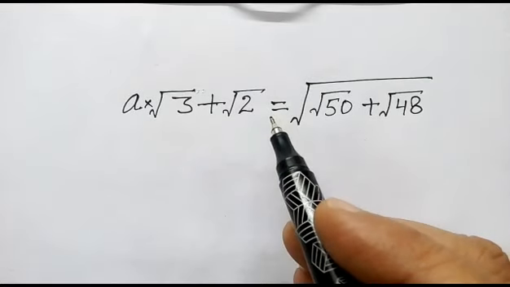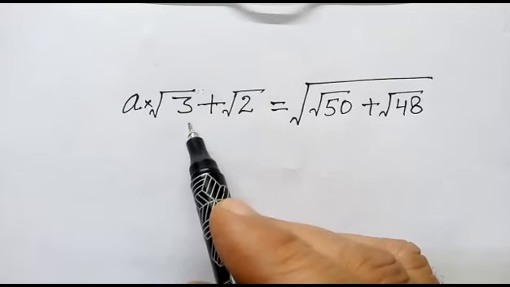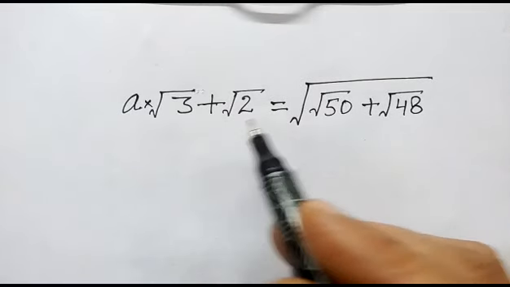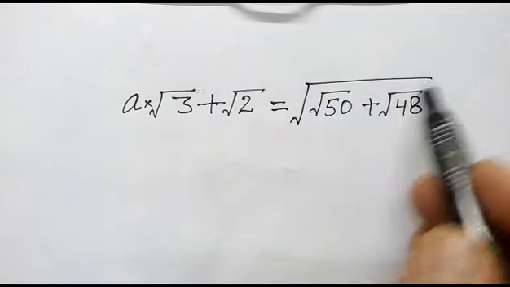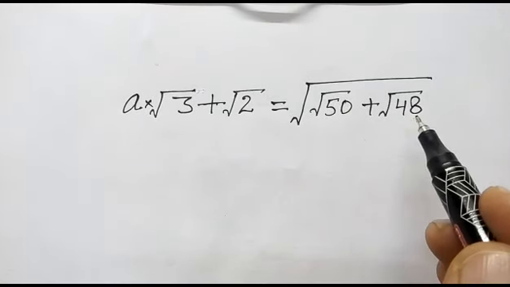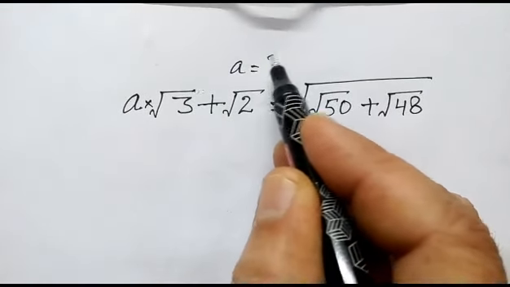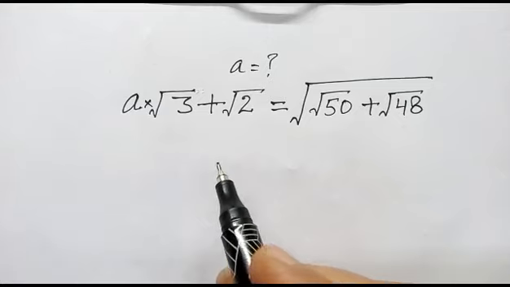Hi friends, we have to solve this equation: a times (square root of 3 plus square root of 2) is equal to square root of 50 plus square root of 48, right? Now we have to find out the value of a. Okay, so let's start.